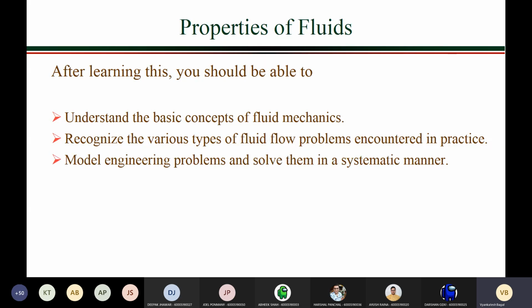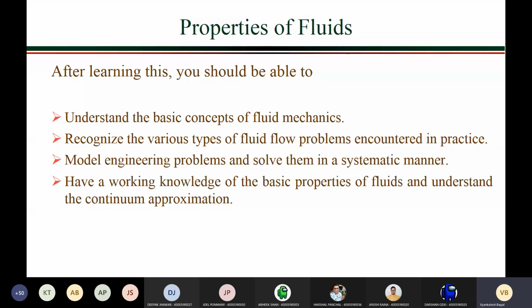Okay? Then students should be able to model engineering problems and solve them in a systematic manner. Just now I talked about it. So we will use a systematic approach for solving a problem, right? We'll talk about 4 or 5 standard steps which will be followed throughout the course and will be more or less applicable for all the cases, irrespective of which module we are studying. That's why I call it a systematic manner. We will study everything in a systematic manner.